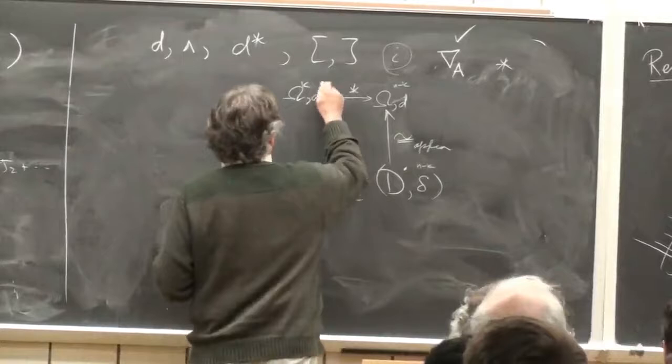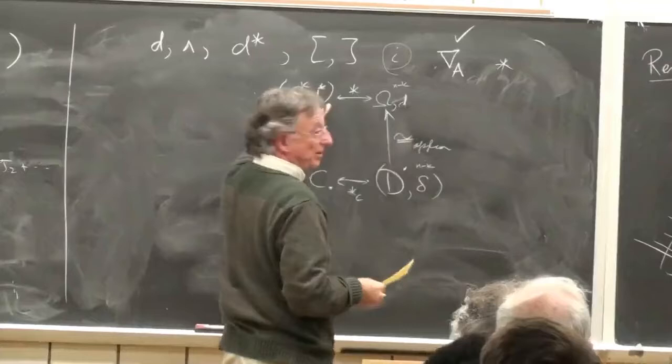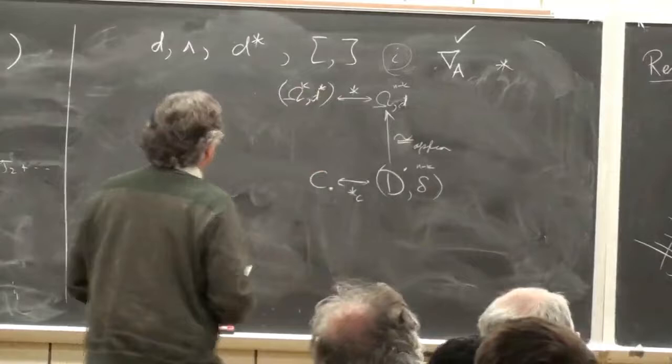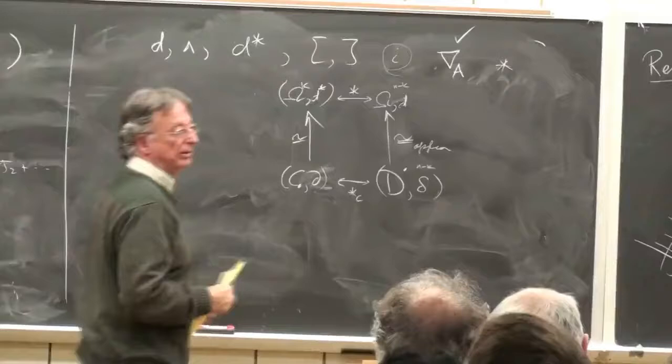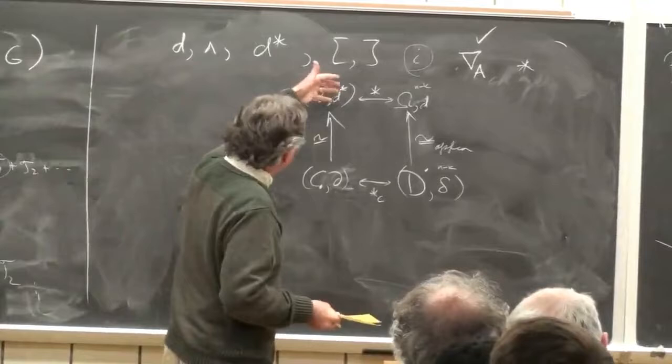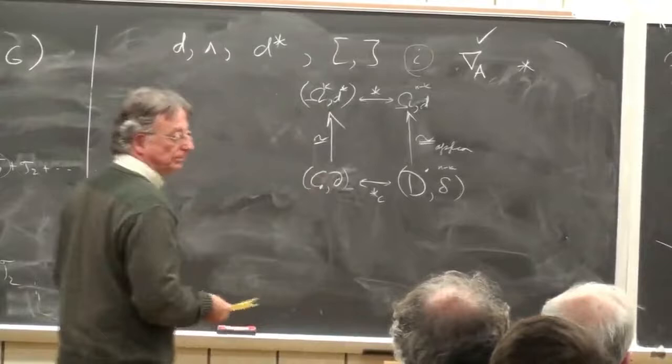See, star is a chain isomorphism between this and this, because it just conjugates this operator and this operator. So star is a chain isomorphism between this and this. It's a topology. But now, what's interesting is that there's a commutative diagram. There's an approximate isomorphism between this and this, and this diagram, in fact... So this is the first surprise, that this D star can be correctly modeled by the ordinary boundary operator. First surprise.